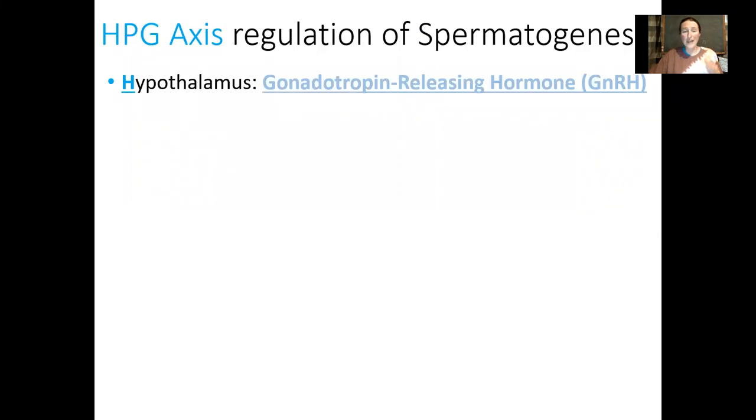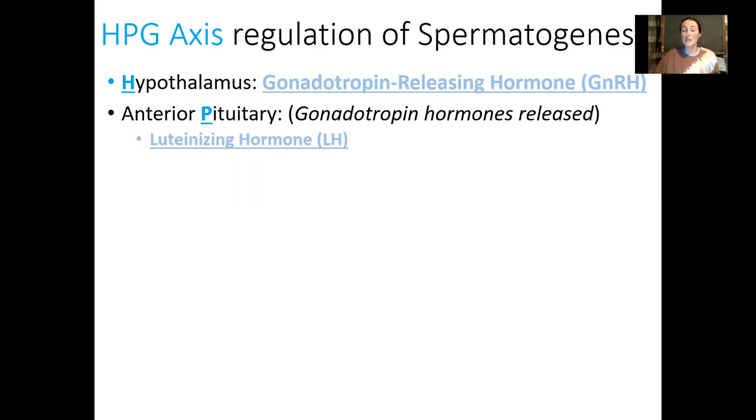HPG. The H is always referring to the hypothalamus. So this is part of your brain that is going to connect to your endocrine system and unite the entire body's response. The hypothalamus generally produces releasing hormones. Specifically, the hormones that are produced are going to communicate directly with the anterior pituitary gland. So the P stands for anterior pituitary, not posterior, but anterior. And these hormones are called gonadotropins.